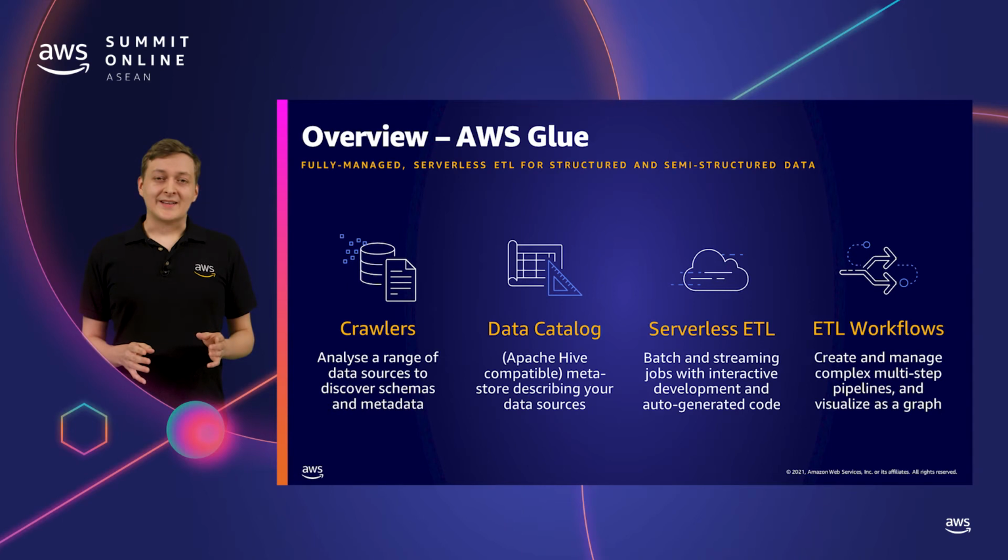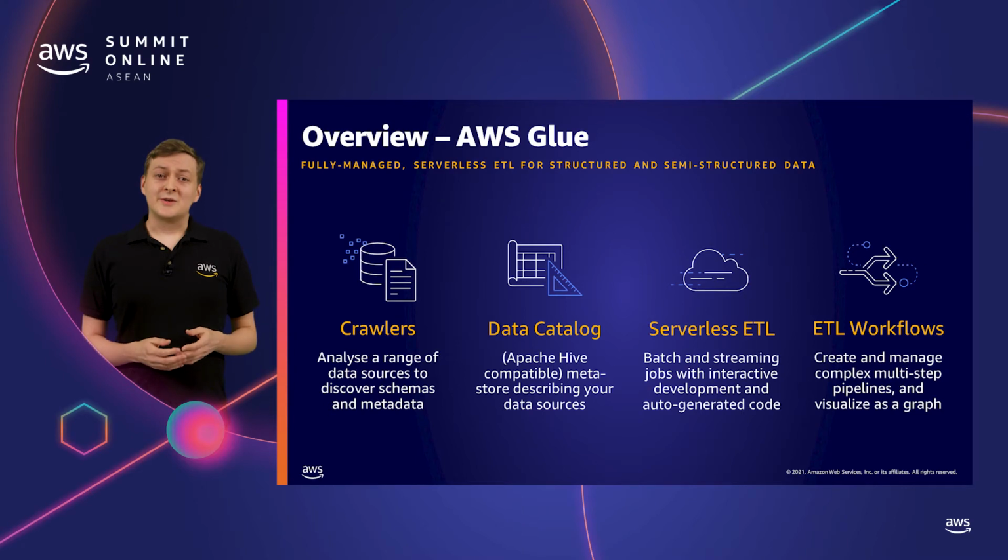Crawlers analyze source data, whether files on S3 or some database connection, to discover and extract the schema and metadata describing its structure. The Glue Data Catalog provides an Apache Hive-compatible metastore to store this metadata, whether generated by crawlers or not, including databases and tables which can be associated with access permissions. And when this structure is cataloged, serverless ETL jobs can be created and run with a wide variety of data, including batch and streaming jobs with interactive development and auto-generated code. And finally, we can set up workflows combining individual jobs into complex multi-step pipelines, which can be visualized as a graph.